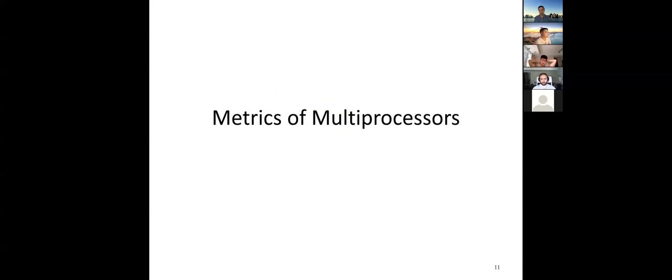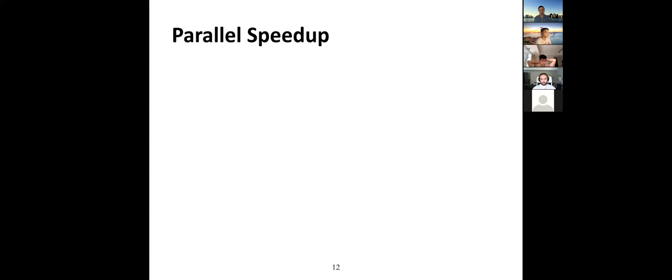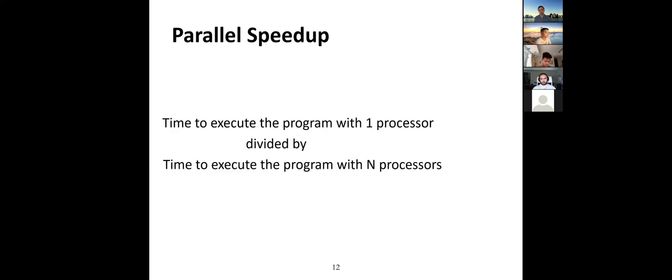We'll start with some metrics. Before we can say what is better or not, we need to have some metrics on the efficiency of multiprocessors. And the first thing, surprise, surprise, is parallel speedup, right? If I want to use 4 processors instead of 1, I want to see a certain speedup from that, not just burning power and money.